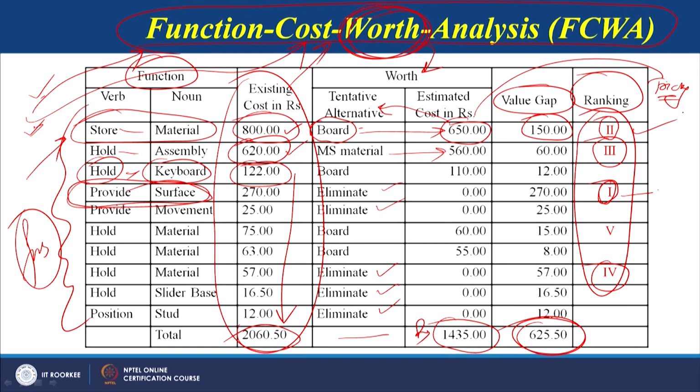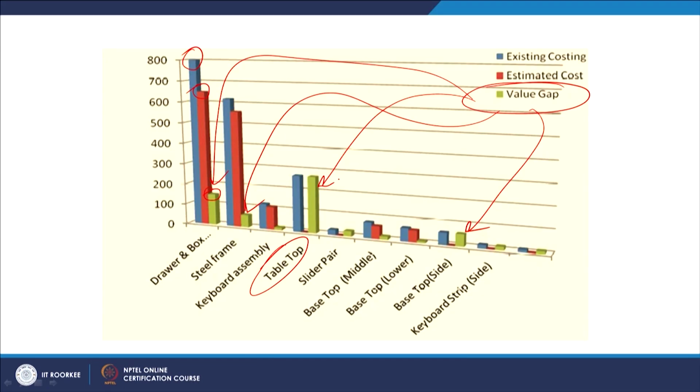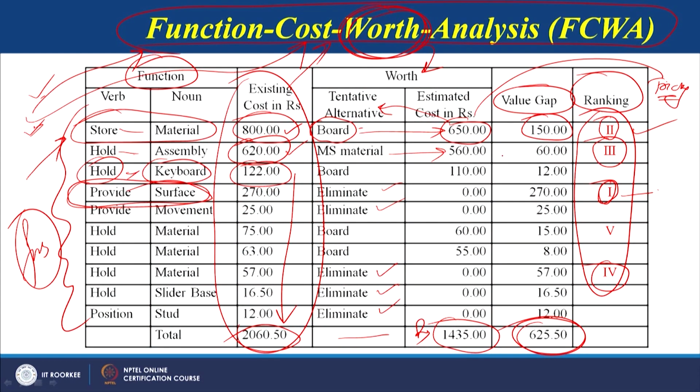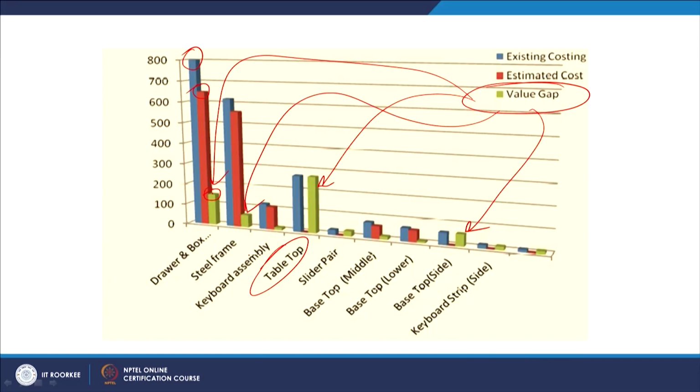second. So, store material, which means what is the element or the product which is our target area. The element or the product is this one, that is the drawer and the box, and third one is the steel frame. You see the third one is the hold assembly which is being done by the steel frame.